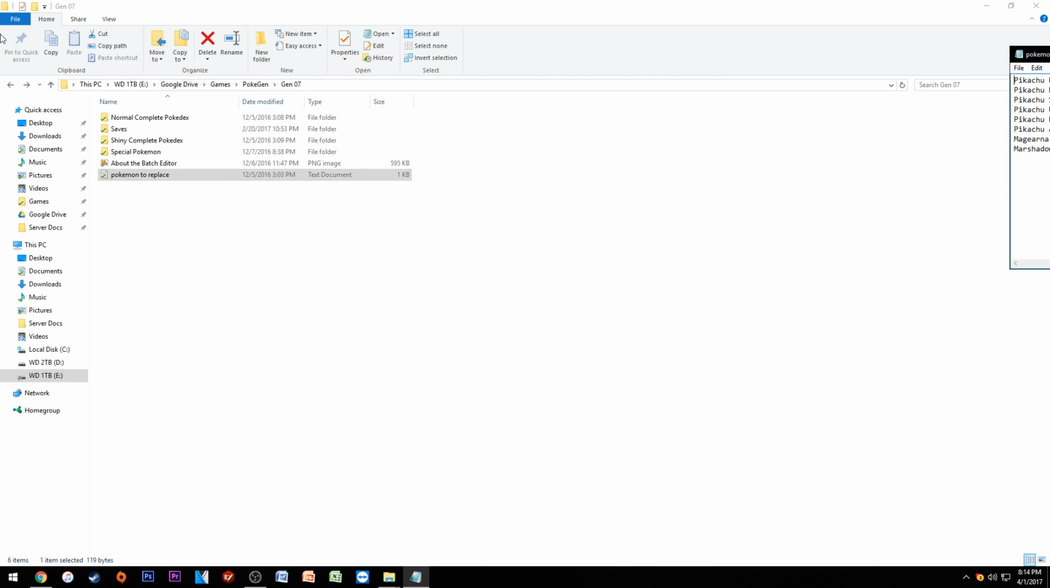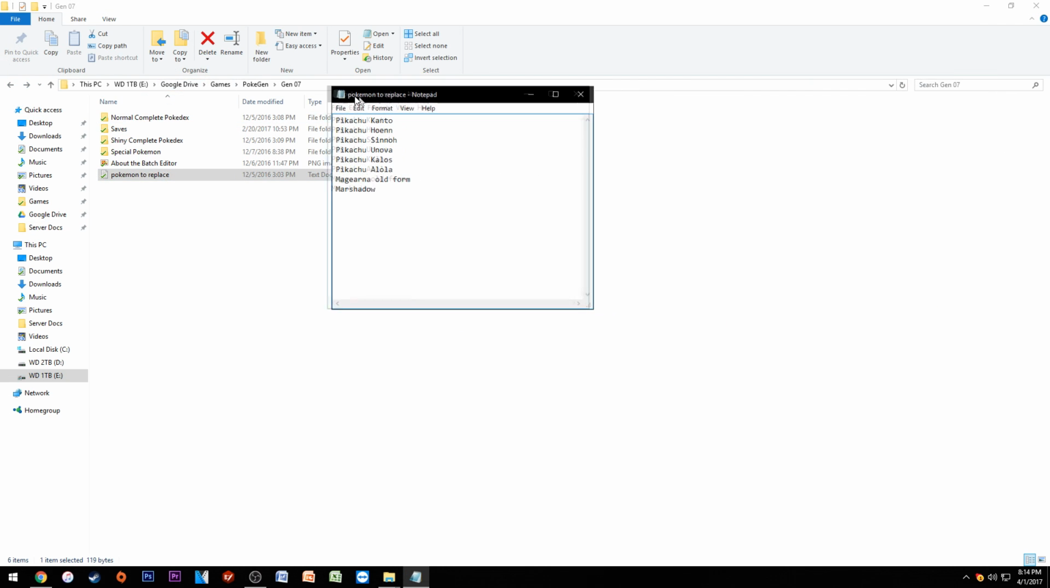As I showed here, I have a little text file. So the Pokemon to replace are the Pikachu Kanto, Hoenn, Sinnoh, Unova, Kalos, Alola, Magearna, Old Form, and Marshadow. So all the rest of them should be legit in Gen 7. Like I said, I can't assure that 100% of these are going to be legit. But if they're in Gen 7, then that pretty much means they were able to get through the Poke Transporter process. So you should be good with trading them and other stuff.